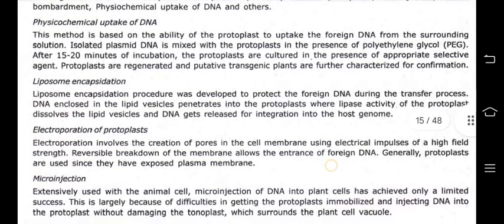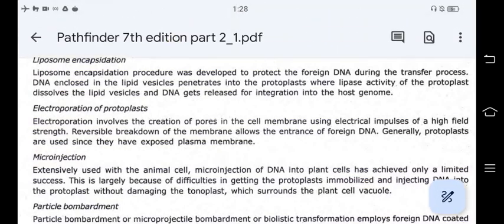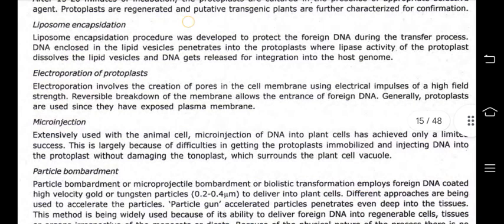Then liposome encapsulation. The liposome encapsulation procedure was developed to protect the foreign DNA during the transfer process. DNA enclosed in the lipid vesicle penetrates into the protoplasts, where lipase activity of the protoplast dissolves the lipid vesicles, and the DNA gets released for integration into the host genome. Next, electroporation of protoplasts.